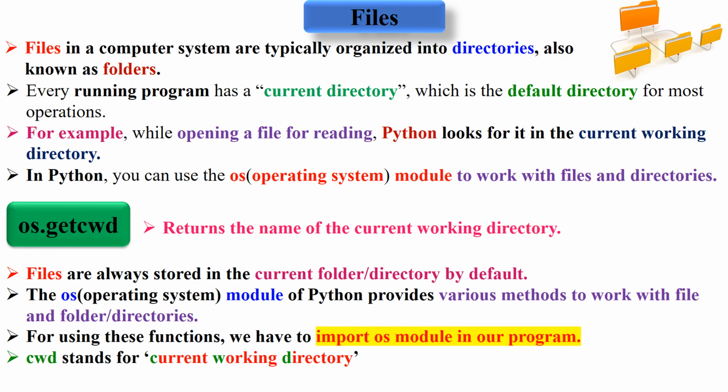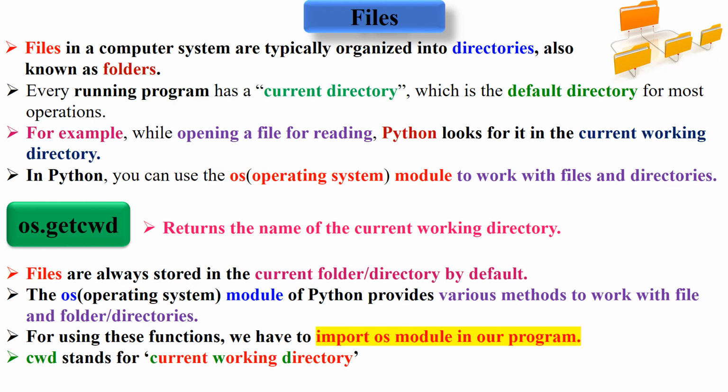Let's discuss files in a computer system. Files in a computer system are typically organized into directories, also known as folders. So, what is a directory? Directories provide a way to group related files together and create a hierarchical structure for better organization and management of files. Every running program has a current directory, which is the default directory for most operations. For example, while opening a file for reading, Python looks for it in the current working directory.